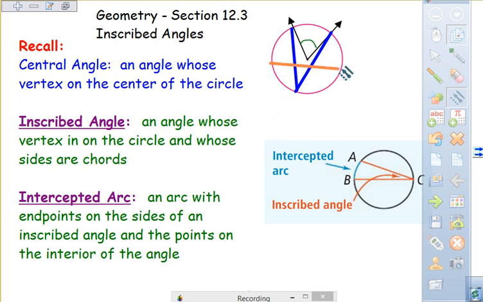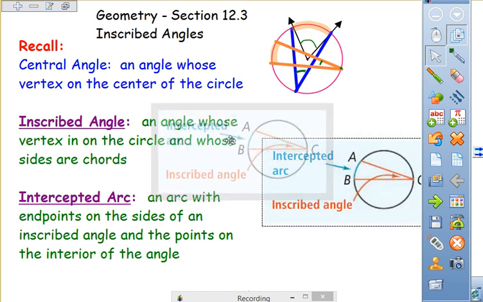Or maybe something like this. So then our inscribed angle would be from here to here. Another inscribed angle would be from there to there. But our vertex is on the circle. An intercepted arc is an arc with endpoints on the sides of an inscribed angle. So this orange inscribed angle, here is my intercepted arc. On the blue inscribed angle, here is my intercepted arc.